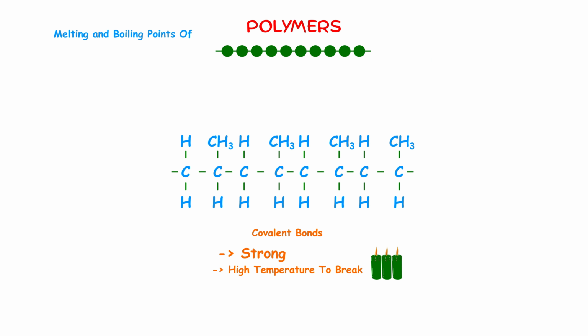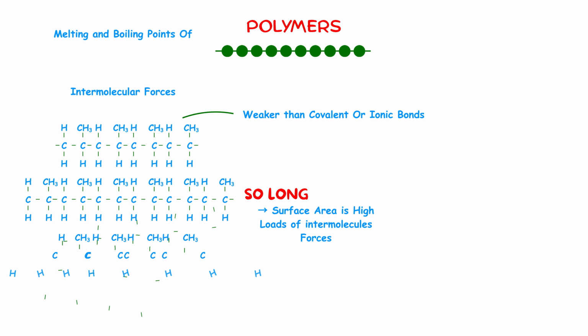Now, let's discuss the melting and boiling points of polymers. The atoms within a polymer are connected by strong covalent bonds, and breaking these bonds would require very high temperatures. However, in reality, when we melt or boil polymers, we are not breaking the covalent bonds inside each chain. Instead, we are overcoming the intermolecular forces that exist between separate polymer chains. These forces are much weaker than covalent or ionic bonds, but since polymer chains are very long and have a large surface area, there are a great many of these weak forces between molecules. Because of the high number of intermolecular interactions, breaking them collectively still requires a significant amount of energy.